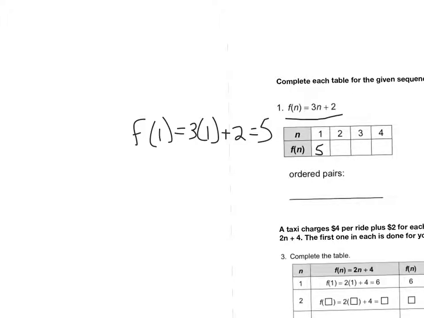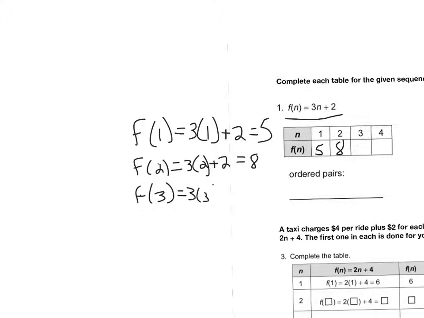Right? How would I find my second term? Plug in 2. 3 times 2 plus 2 should be 8. How would I find my third term? Plug in 3. So it would be 3 times 3 plus 2, which would be 11. And last, how would I find my fourth term? Plug in 4. This would be 3 times 4 plus 2, which would be 14.